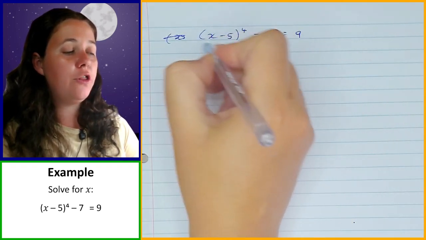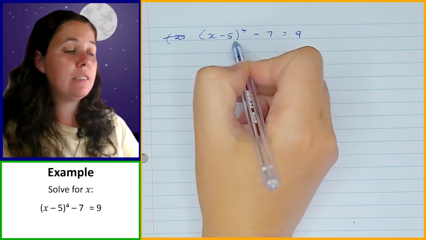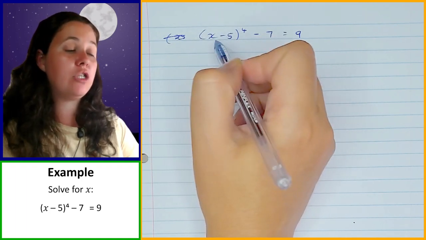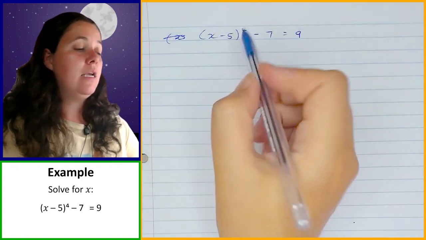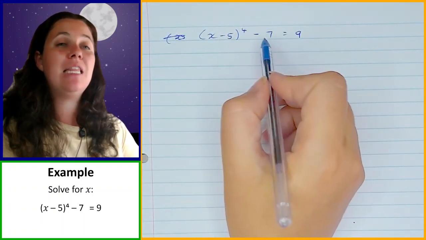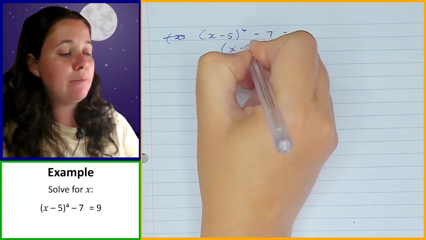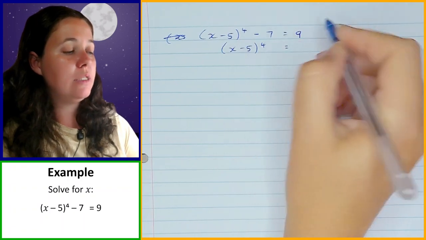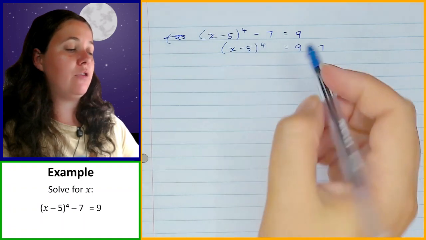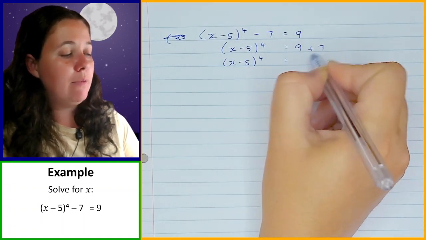This whole thing is going to stay as it is. The x, the unknown, is part of the base of that power, so this power is going to stay together as a power. I'm not going to split anything up there at the moment. I'm not going to worry about the fact there's more than one term inside there. That's not a problem. I just need to get rid of anything else that is not attached to that. So I've got the minus 7 I need to get rid of. So this is going to be x minus 5 to the power of 4 equals 9 plus 7, because I'm adding 7 on both sides to get rid of that minus 7. And that gives me x minus 5 to the power of 4 equals 9 plus 7 is 16.